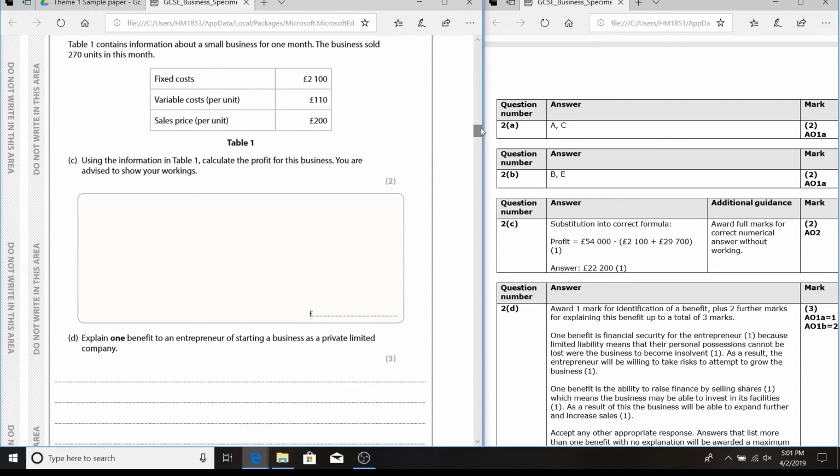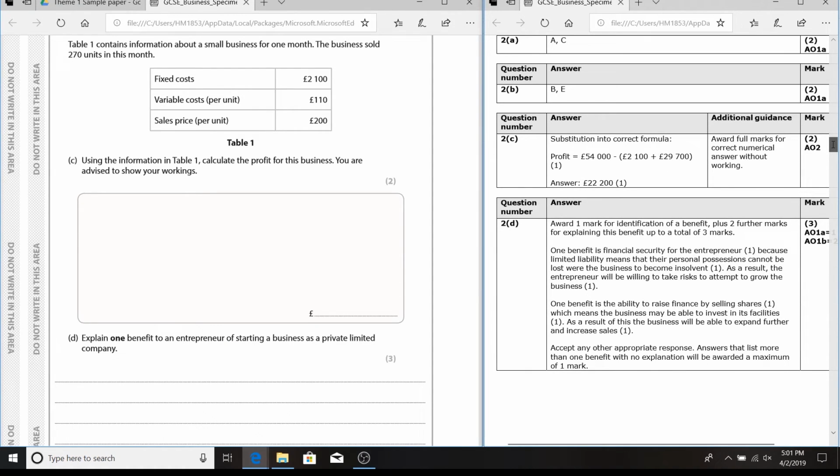Yeah, how lovely, how joyous. Right, okay, so next one, we've got a calculate question. Calculate the profit for this business. Show your working. Okay, lovely. So we can see that we've got fixed costs, we've got variable costs, we've got price.